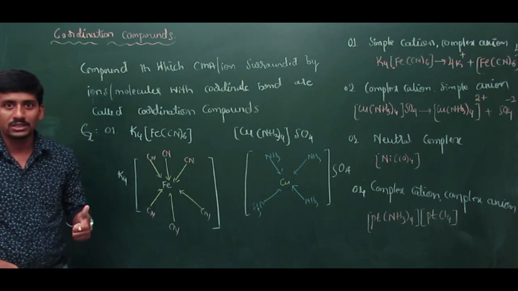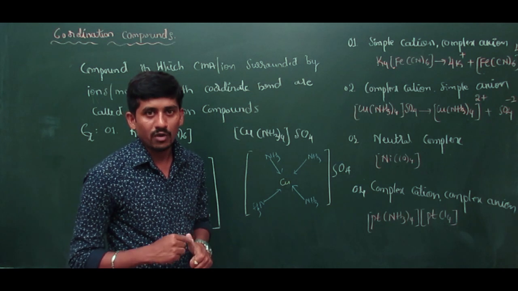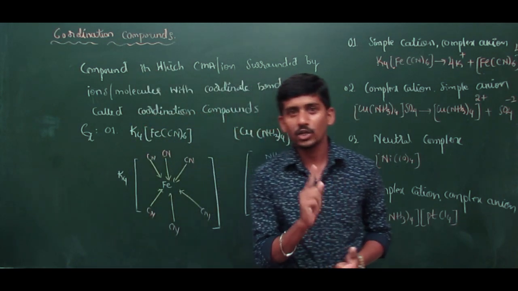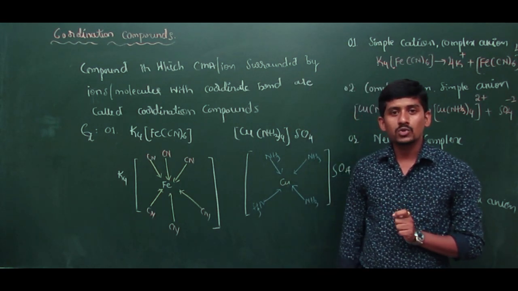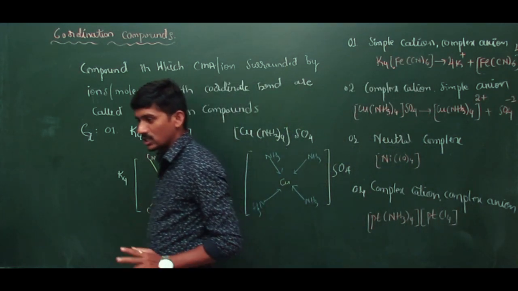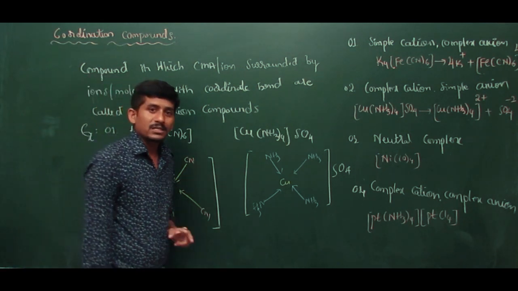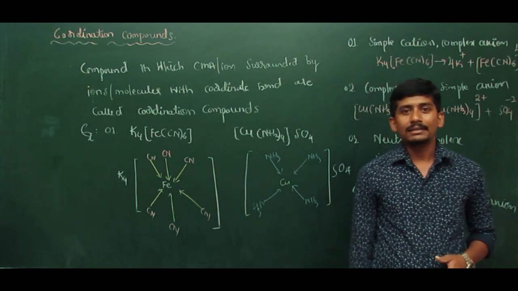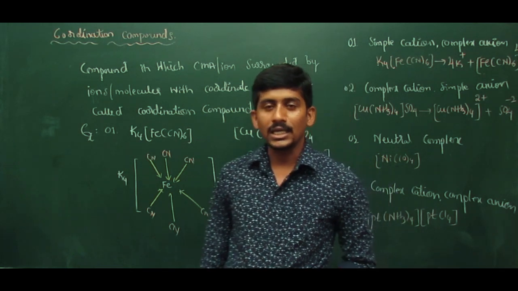What have I learned in this video? First, what are addition compounds? The compounds which are formed by the combination of two or more simple compounds in definite molecular proportions are called addition compounds. Addition compounds are of two types. First one is double salts, second one is complex salts. What are the major differences between complex salts and double salts? Double salts lose their identity in aqueous solution. Complex salts retain their identity in aqueous solution.